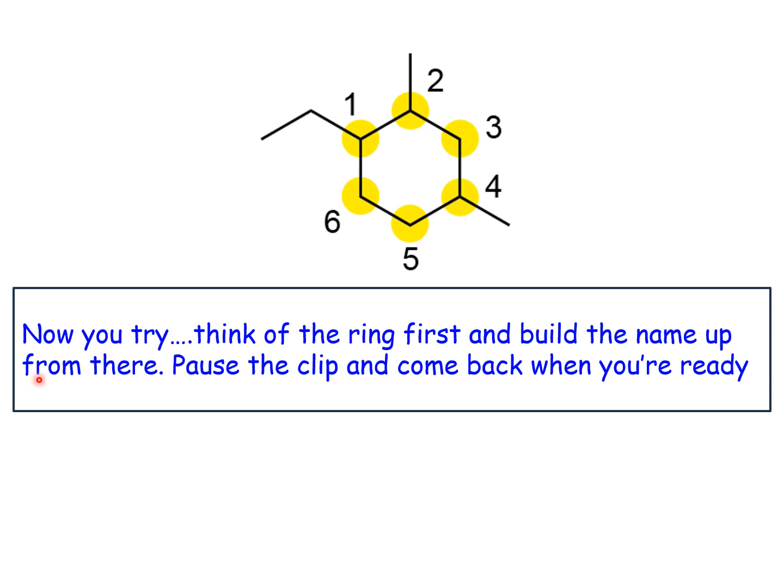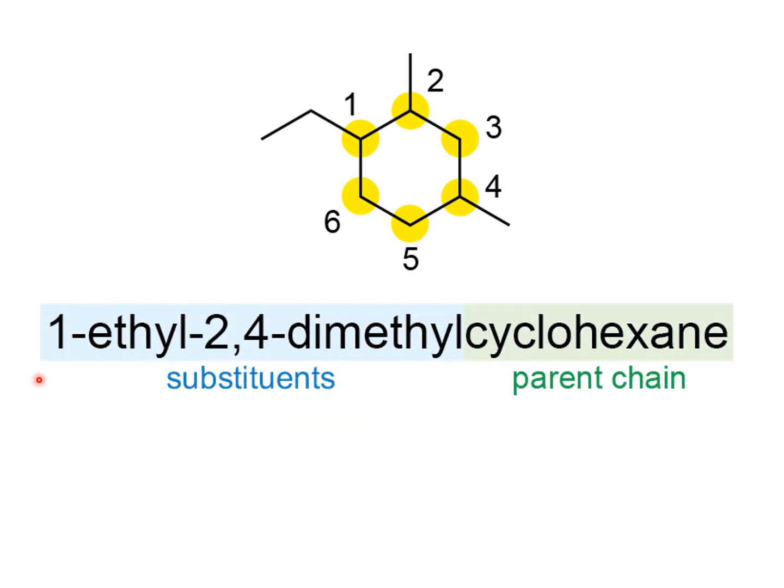Okay, so welcome back, and let's have a look and see what you got. Hopefully you've got 1-ethyl, which is this substituent, 2,4-dimethyl, a methyl group there at carbon 2, and a methyl group there at carbon 4. Cyclo, meaning you have a ring, and hexane, 6 carbons, and it's a cycloalkane.